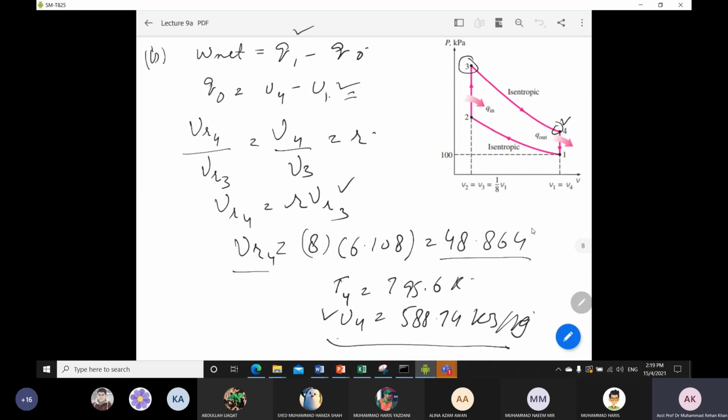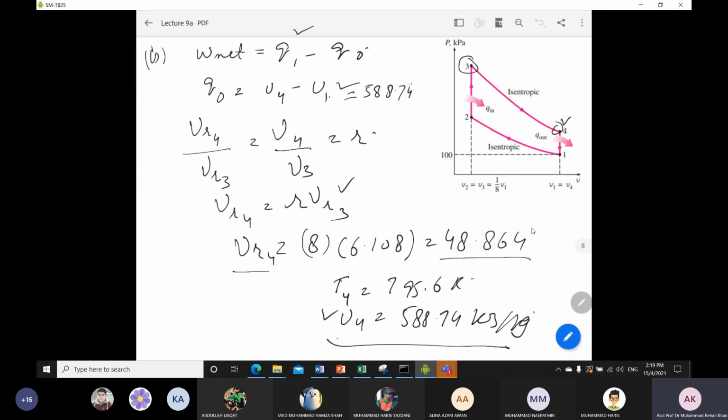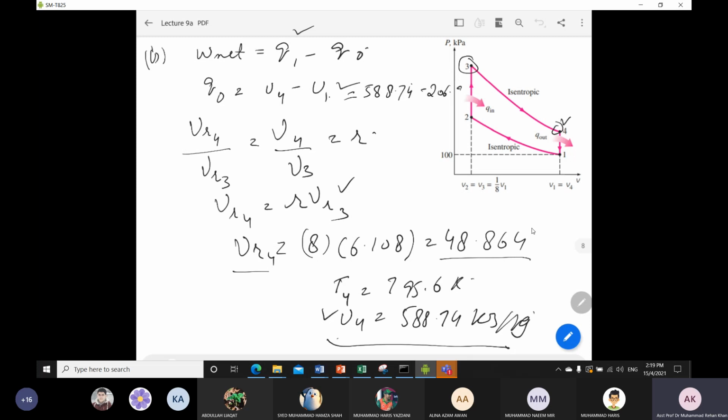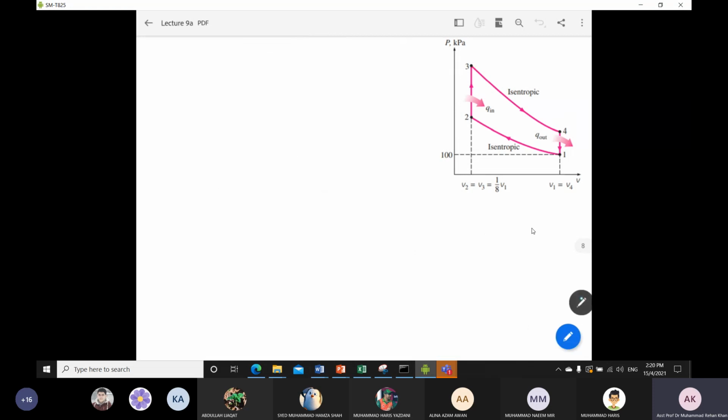Okay, so you can easily put the U4 value in this equation, and you can find out the Q out value. I will write down over there 588.74, which is this value U4, and the U1 value is 206.91, and Q out will be 381.83 kilojoule per kg. Okay, so now Q out is known to us. So now we can easily find the W net from this equation. W net is equal to Q in minus 381.83, and that turns out to be 418.17 kilojoule per kg of W net. Okay, so this is your solution for part number B.